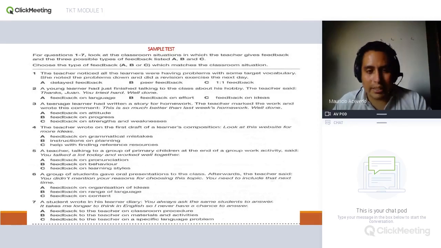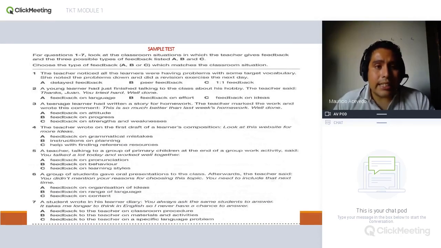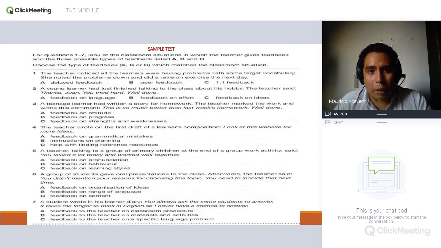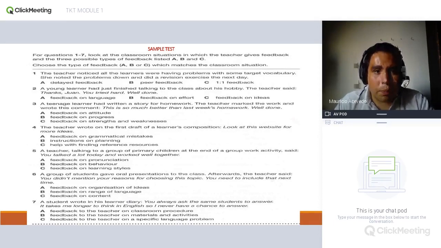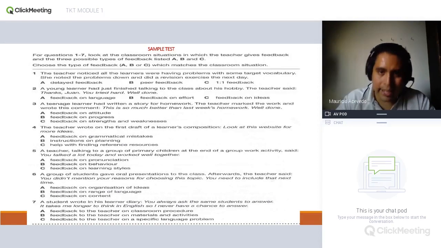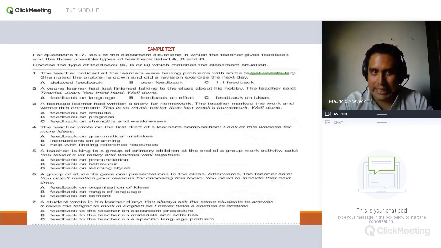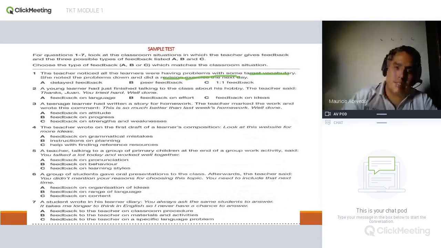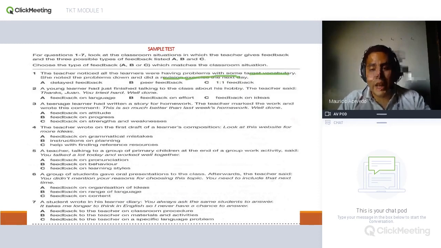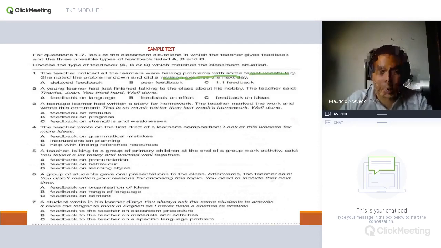So for example, in number 1, the teacher noticed all the learners were having problems with some target vocabulary. She noted the problems down and did a revision exercise the next day. So your keyword is target vocabulary, so we're talking about lexis. And here it says a revision exercise the next day, so not at the moment. She realized and decided to do it later. Those keywords are going to help you know what the answer could be.